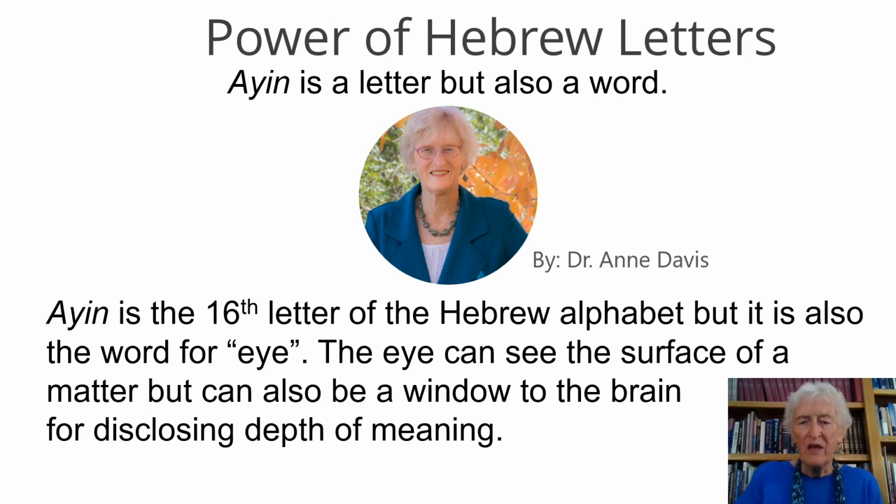So let's work on the letter Ayin. Ayin is a letter, but it's also a word. So the word represents the eye. The eye can see the surface of a matter, but it is also a window to the brain for disclosing depth of meaning or for understanding depth of meaning. So the eye has symbolic significance in the Hebrew scriptures.